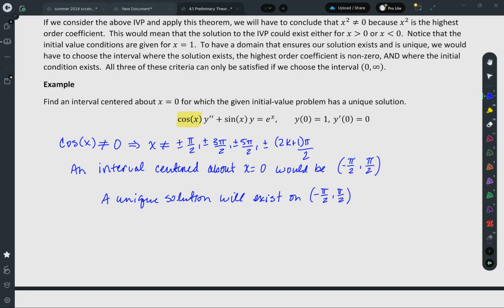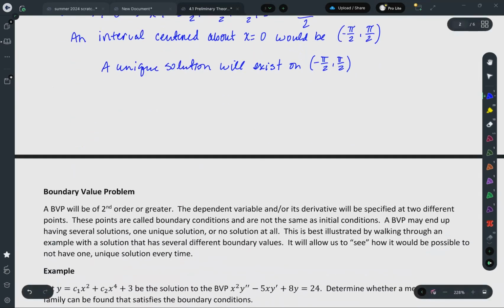Now you might be wondering, why did we choose an interval centered about x equals 0? The reason is because of the initial conditions. Y and y prime are both evaluated at 0. So any interval we choose must contain the value x equals 0 as well. Okay? All right, boundary value problems.